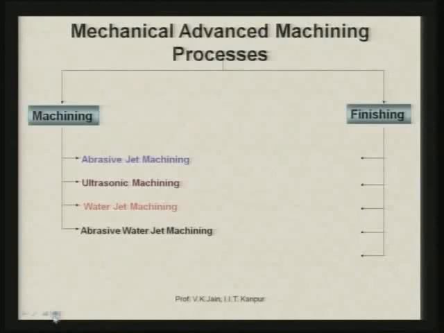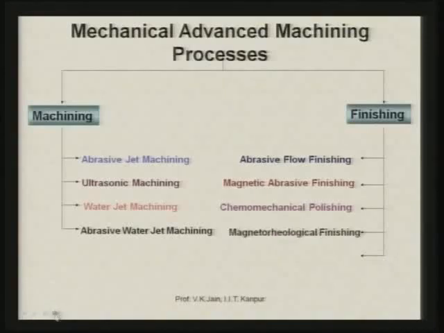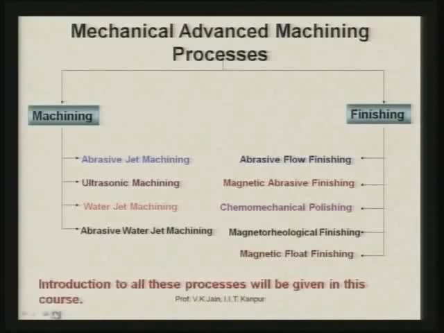Then there are the finishing processes with the help of which we can achieve micro or nano level surface roughness value, that is the Ra value. First one is the abrasive flow finishing process, also known as the abrasive flow machining process. Second one, the magnetic abrasive finishing process, and chemomechanical polishing, CMP. Next is magnetorheological finishing, also called the MRF process, and magnetic float polishing. We will discuss most of these processes in this particular course. An introduction to all these processes will be given in this course.